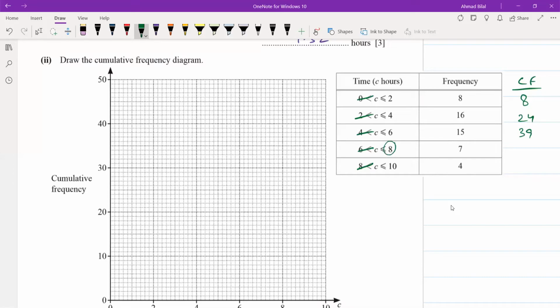8 से कम कितने हैं? 39 plus 7, that is 46. And 10 से कम कितने हैं? 50. And पे आपका 50 आ गया. That confirms that your calculations are correct because the total number was 50. Now you just need to plot these numbers.